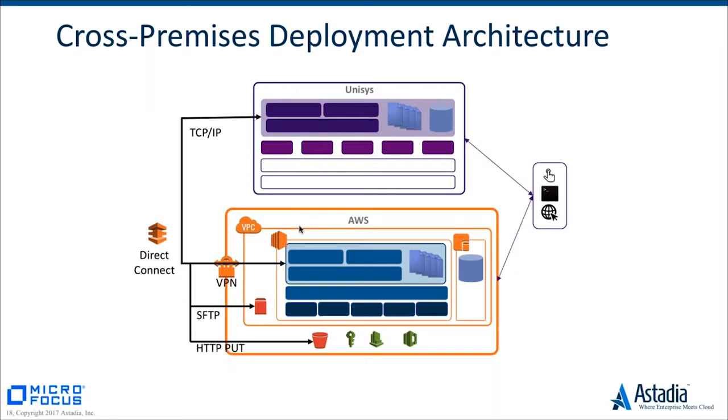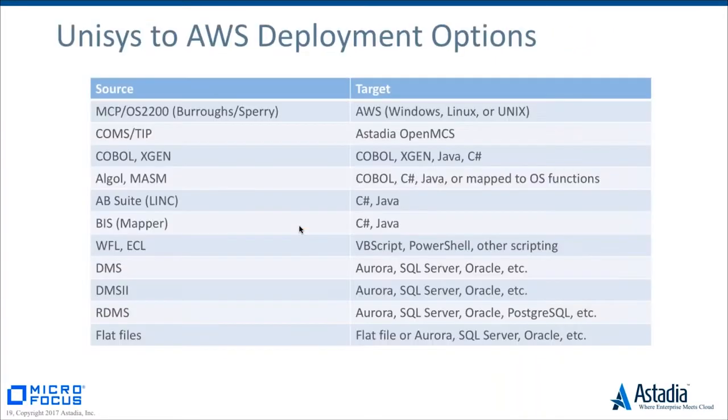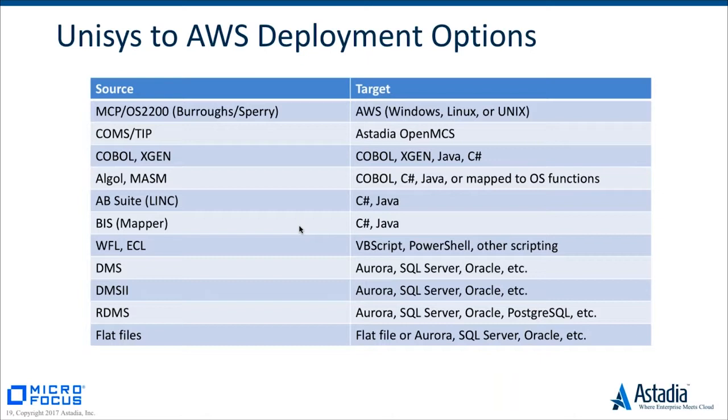So the Sperry side, the Dorado side, is very, very similar. You have the same sort of components at the top. You've got your batch components. You've got tips instead of comms, and you maybe have DMS and RDMS instead of just DMS2. And there are some other software products that are sort of unique to the Sperry environment, meaning for example, BIS or Mapper. And of course, the operating system is different. You've got OS 2200 instead of the MCP operating system. And then accessing is done through UTS screens, which is the Sperry version of that sort of comms protocol.